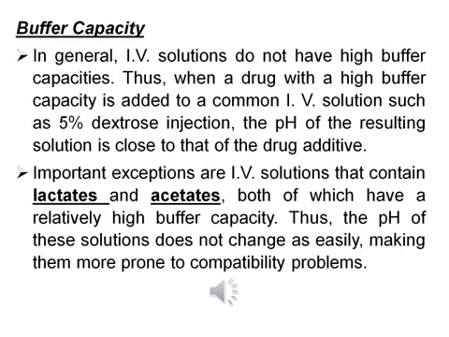Buffer capacity. In general, IV solutions don't have high buffer capacity. Thus, when a drug with a high buffer capacity is added to a common IV solution such as 5% dextrose injection, the pH of the resulting solution is close to that of the drug added. Important exceptions are IV solutions that contain lactate and acetate, both of which have a relatively high buffer capacity. Thus, the pH of these solutions does not change as easily, making them more prone to compatibility problems.